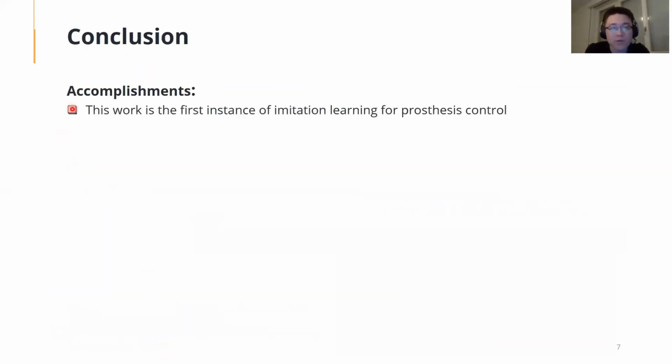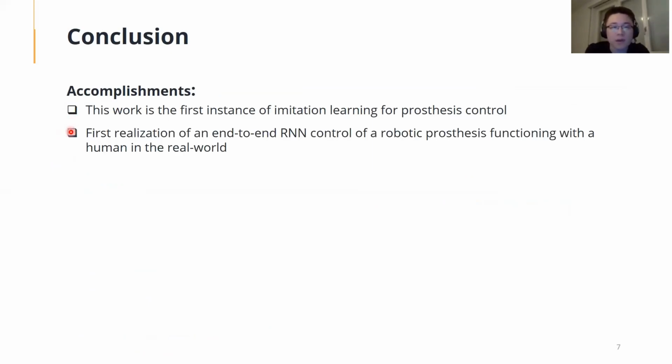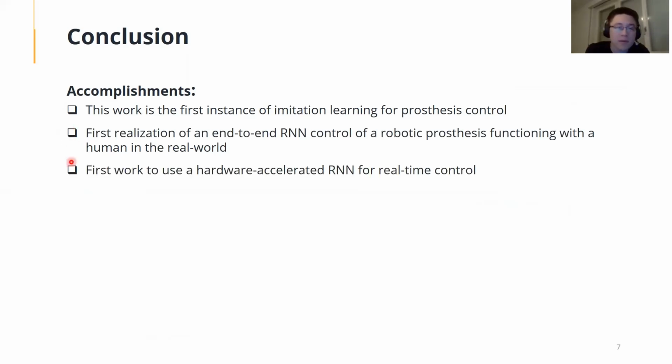To conclude, this work is the first instance of imitation learning for prosthesis control. It is also the first realization of an end-to-end RNN control of a robotic prosthesis functioning with a human in the real world. It's also the first work to use a hardware-accelerated RNN for real-time control.